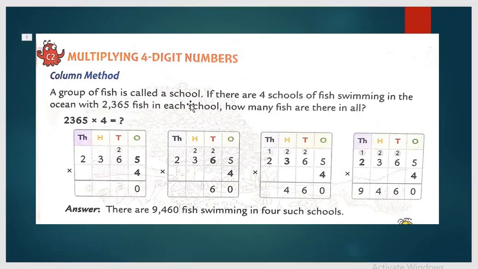A group of fish is called a school. This is what we call multiplying a 4-digit number by the column method. A group of fish is called a school. If there are 4 schools of fish swimming in the ocean with 2365 fish in each school, how many fish are there? So 2365. One by one we do all the places.